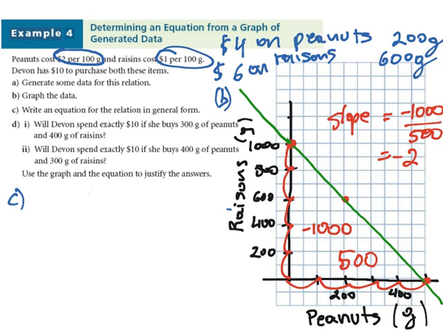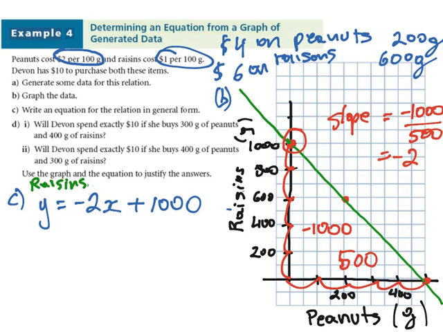Also, we know the y-intercept of it. The y-intercept is 1,000. So our equation will be y is equal to -2x plus 1,000. Now, what does the x and y represent? The y in this case represents the raisins, and the x represents the peanuts.